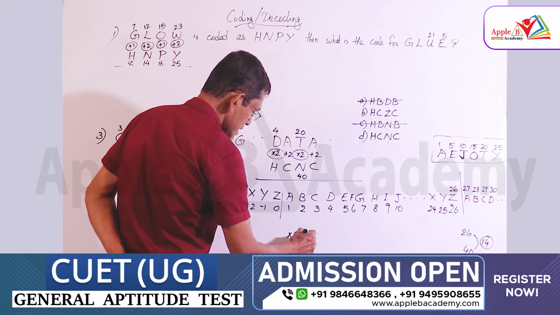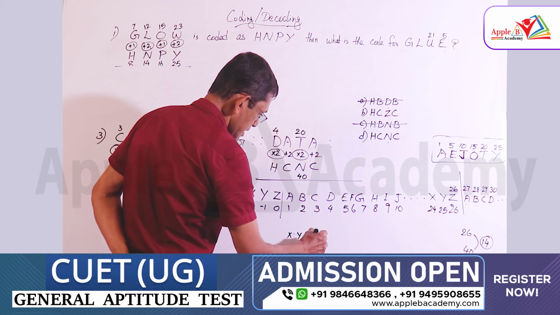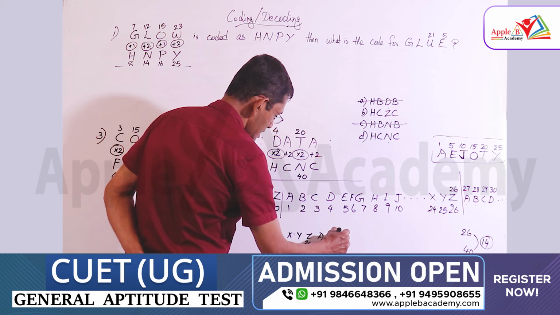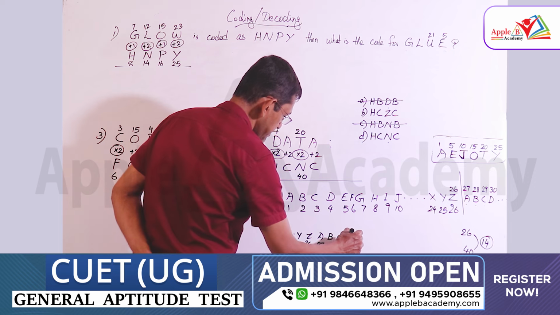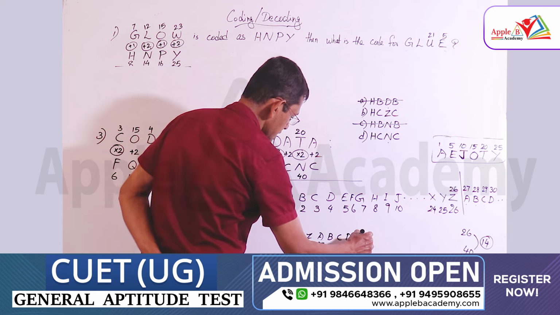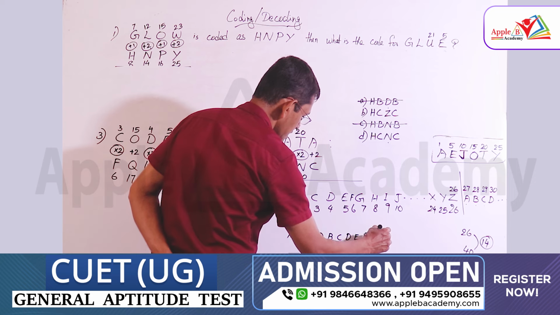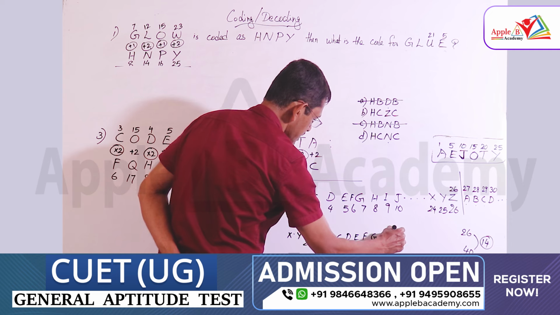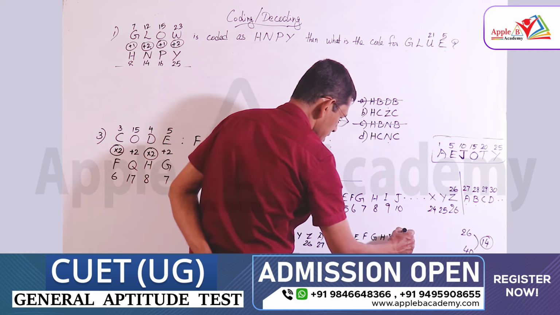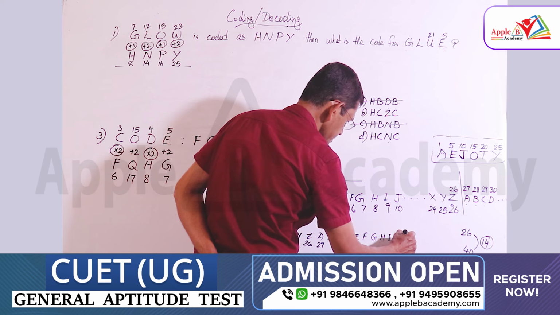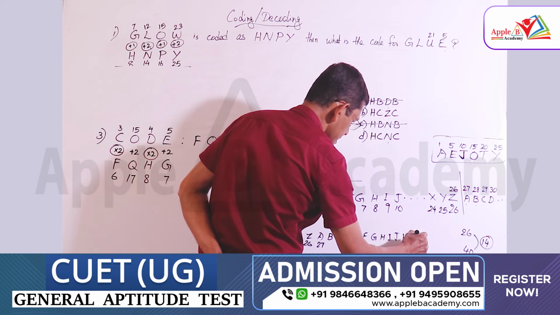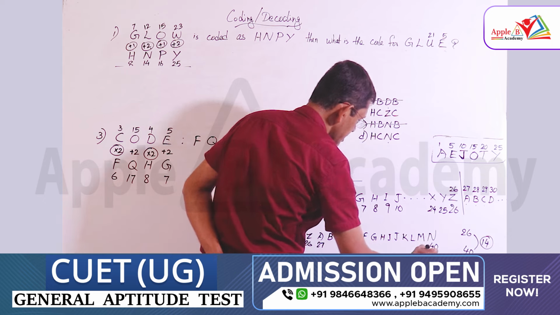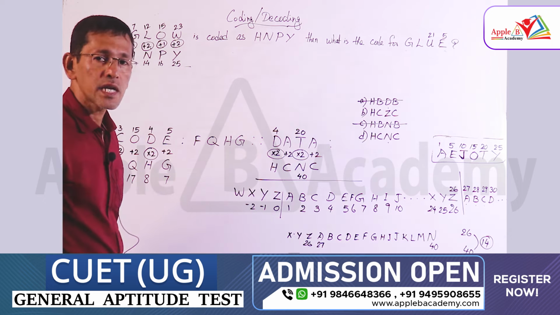If you just continue it: X, Y, Z, Z is 26, then A is 27, B is 28, 29, 30, 31, 32, 33, 34, 35, 36, 37, 38, 39, 40. So the 40th letter would be N. That's how we get the 40th letter.